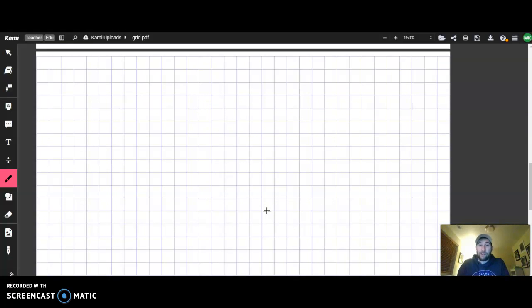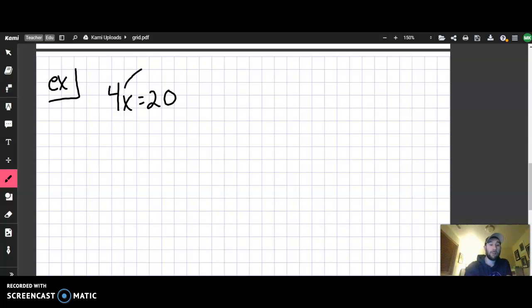How we solve with multiplication requires us to understand the operations. What undoes multiplication is division. And so in this example, when I write 4x is equal to 20, first we have to understand that we're multiplying between 4 and x. Even though there's no symbol there, that's how we represent multiplication. And then to get x by itself, what undoes the multiplication is division. So we want to divide by 4 on both sides.